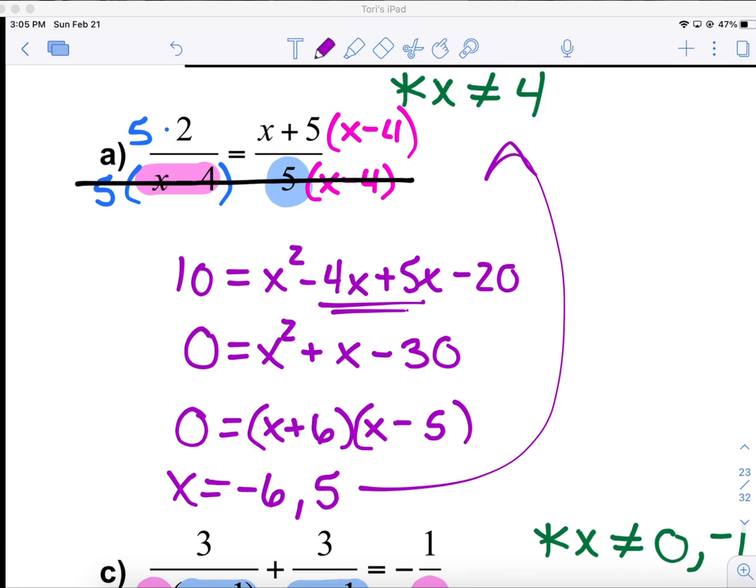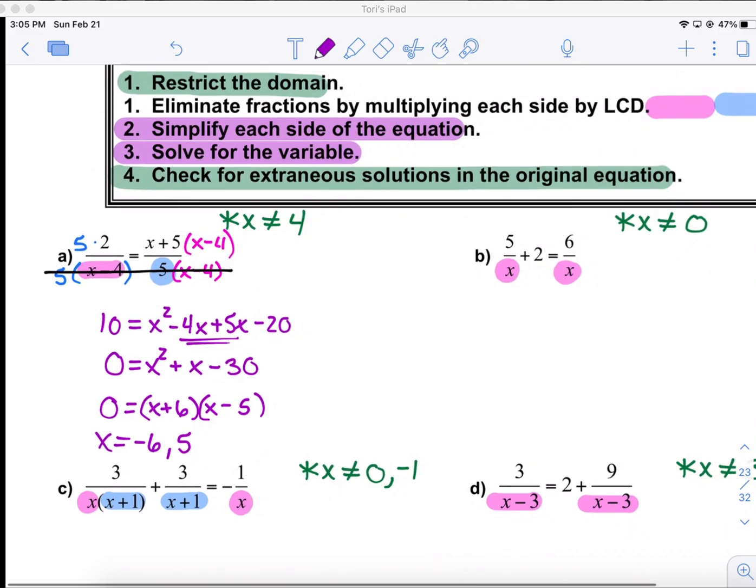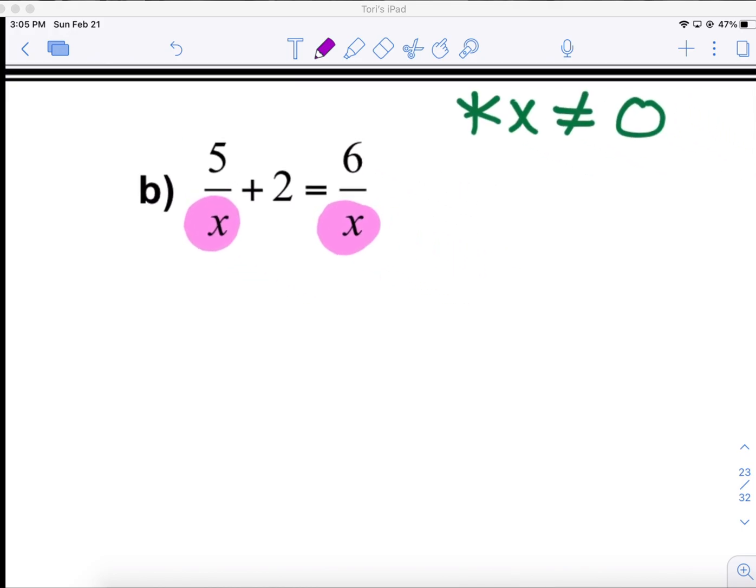Neither one of those are extraneous, so we know that we're still good. Okay? I will go back and plug those in to check them once we get done with this step on every problem. Okay? So right now, I showed you the multiply to eliminate, the simplify, and the solve. Okay? We'll do the check again all at the same time. Let's go to B. All right, so B.